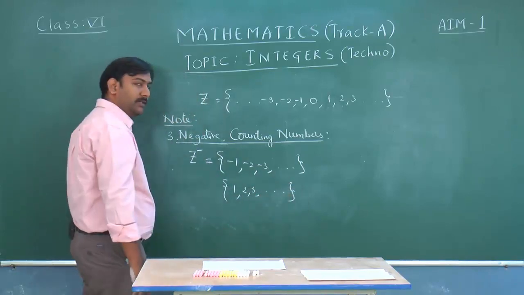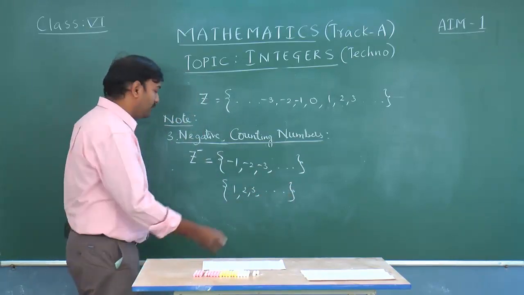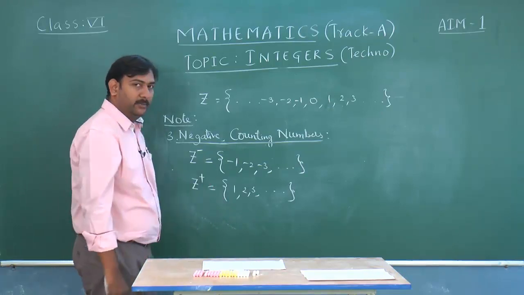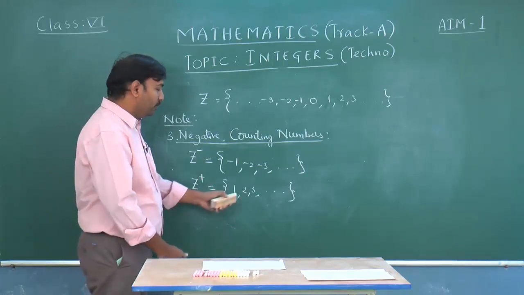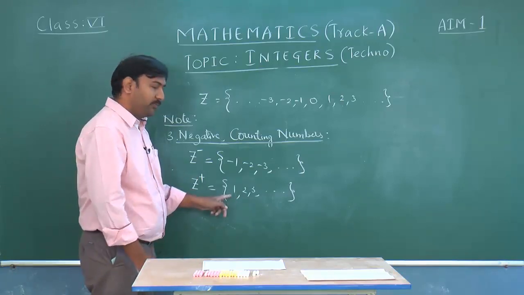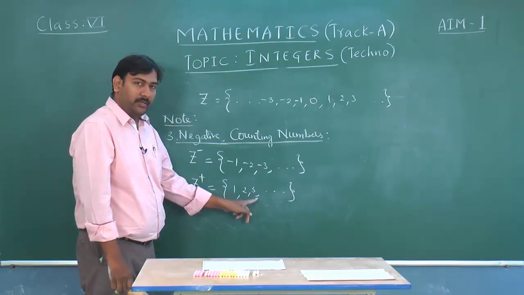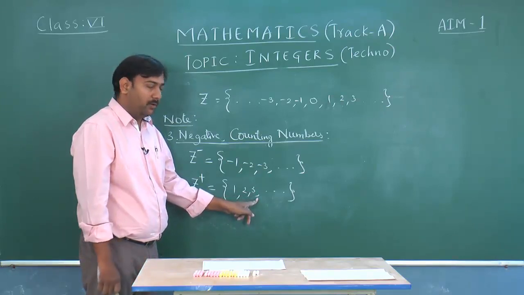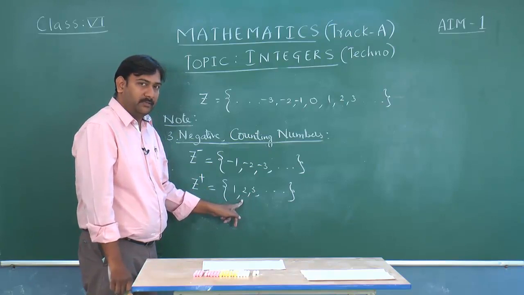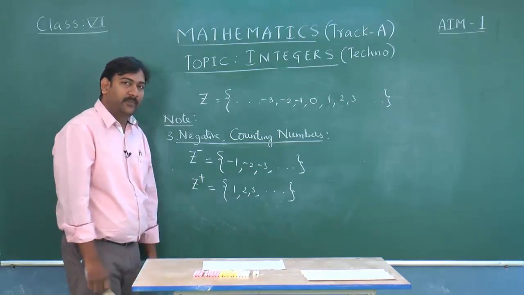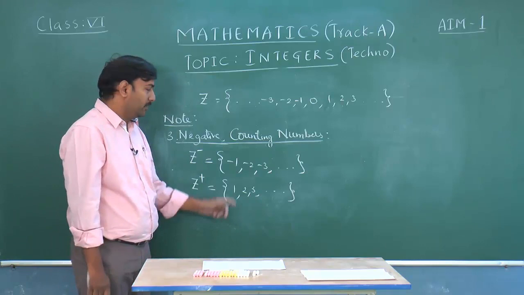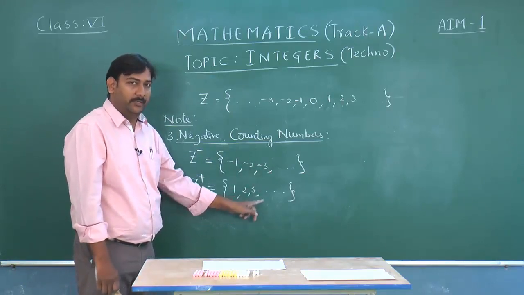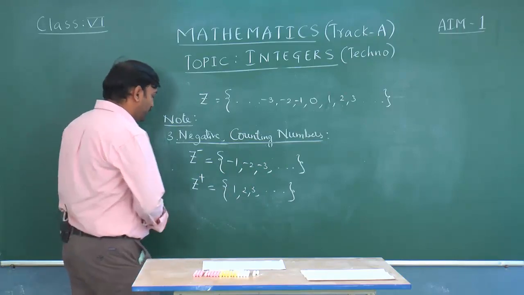In the case of the positive counting numbers 1, 2, 3, 4 and so on, we already know that it is the set of natural numbers, but it is also called the set of positive integers, indicated by Z plus. So we have two symbols for positive counting numbers: the natural numbers set, indicated by the letter N, or the set of positive integers, indicated by Z plus. Z minus indicates the negative counting numbers, and Z plus indicates the set of positive integers. Let us go with the next one.